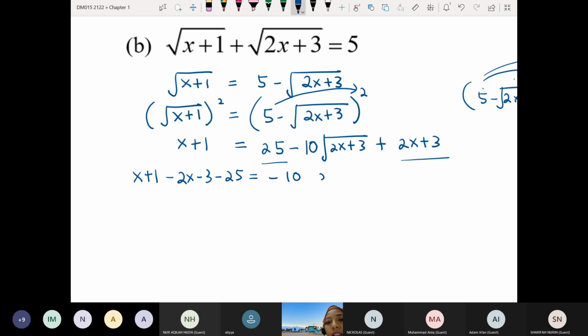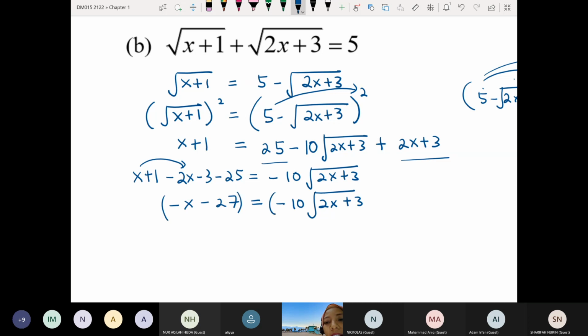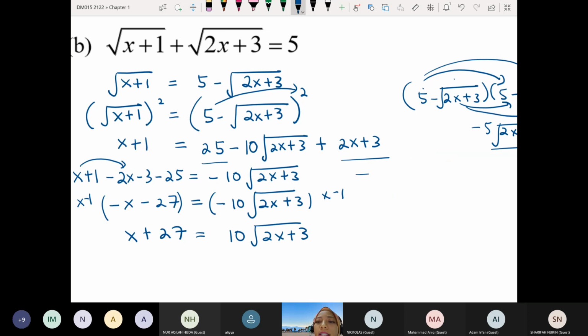Okay, jadi negative 10 root 2x plus 3. Okay, berapa ni? X tolak 2x dapat negative x. Negative 2, negative 27. Betul? Betul. Okay. Ini dapat negative 10 root 2x plus 3. Kita tak suka negatif. So kalau boleh kita cancel, kita multiply with negative 1 kiri dan kanan. So negatif-negatif ni semua jadi positif. X plus 27. Ini jadi 10 root 2x plus 3. Okay. Ataupun alternatif dekat sini lagi tadi.